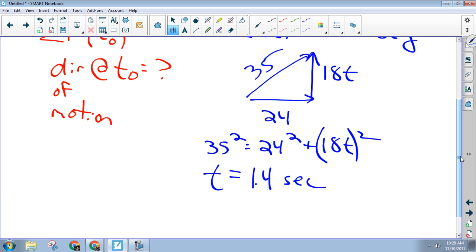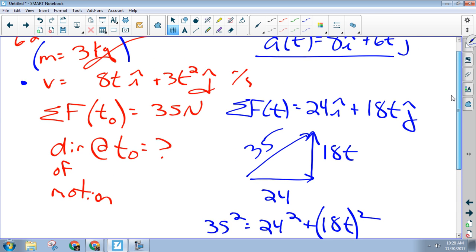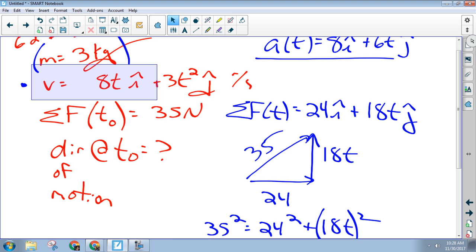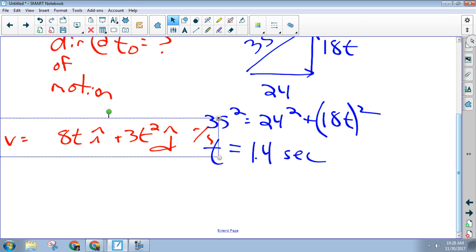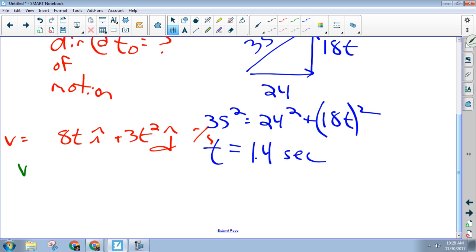All right, so now to find the direction of motion, we found our time. What do we have to do? Plug it into the velocity function, right? I did part B before I did A. Gotcha. So the velocity at 1.4 seconds is going to be 8 times 1.4, which is 11.2 i, plus 3 times 1.4 squared j. You forgot to square it. That gives 5.88.